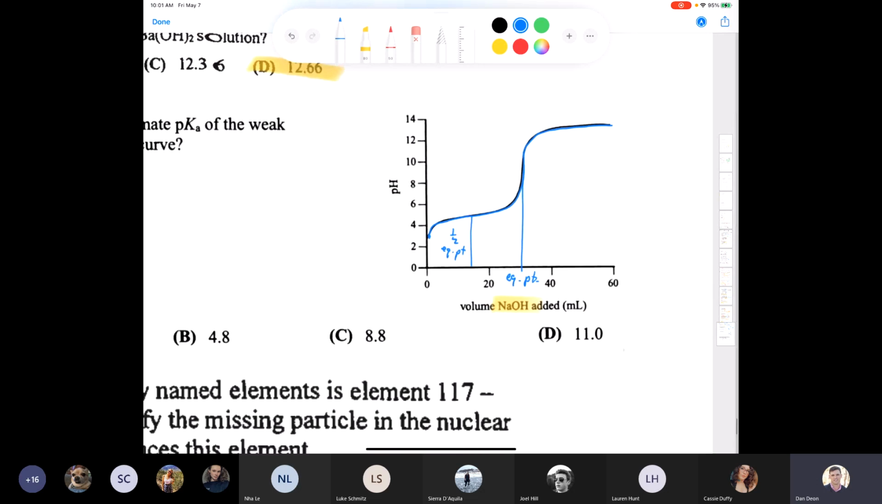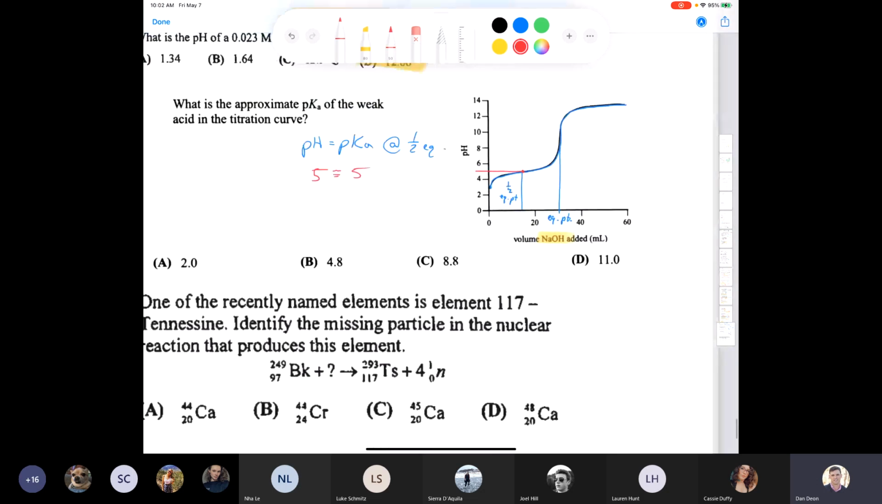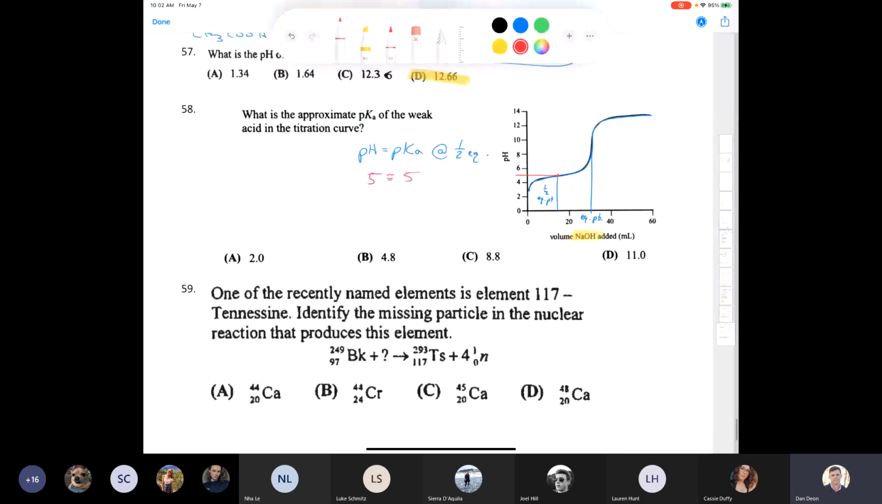And I know that when I titrate a weak acid with a strong base, the pH is going to be equal to the pKa at the 1/2 equivalence point. So what's my pH at the 1/2 equivalence point? Well, my 1/2 equivalence point, again, is somewhere around here. So if I draw a line over like that, my pH is equal to 5. And so my pKa is going to be equal to around 5, right? And if I look at all the possible answers, the only one that's anywhere near 5 is B, which is 4.8.